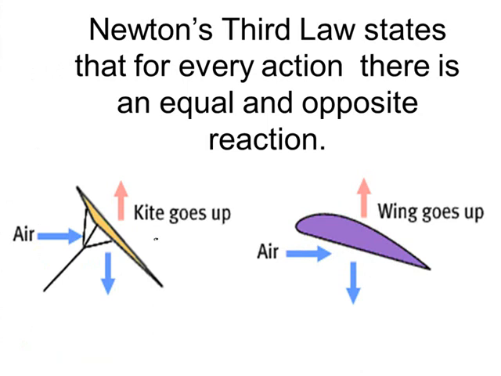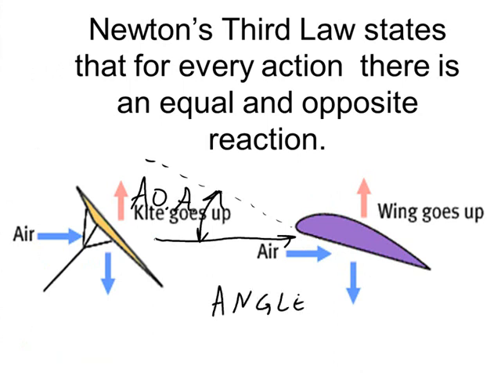But if the air is coming in at this direction, but the wing, you'll notice, this direction right here, there's this angle right here. This is called the angle of attack. I'm sure you're writing that down. That's the angle of attack.